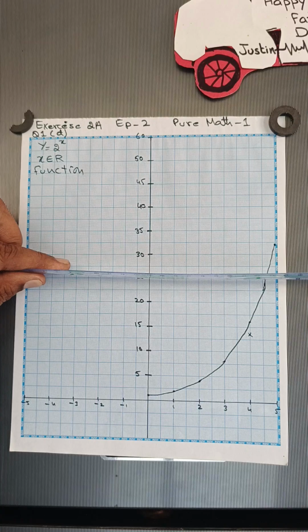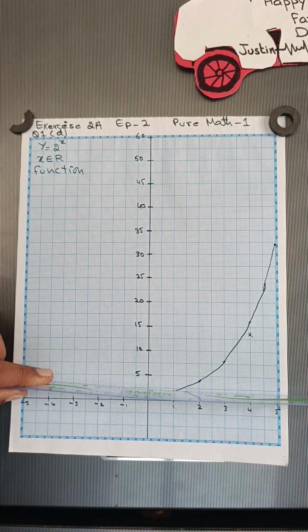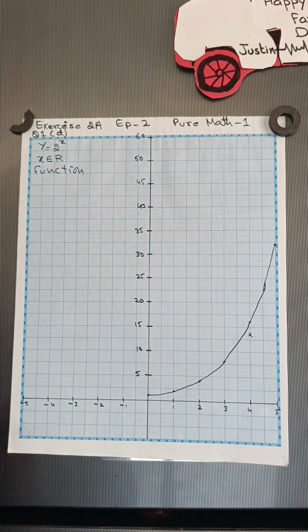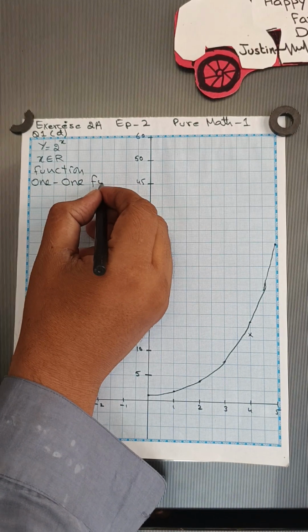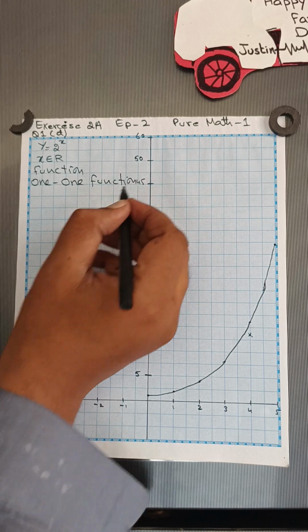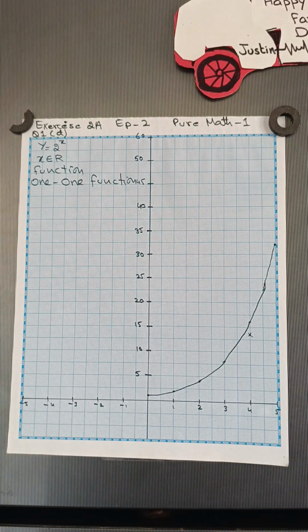Then I will do the horizontal line test. You see, when I make my scale horizontal, it touches the graph only at one point, so it is a one-one function. So this is how you will do question number 1, part D. I hope you understand that we draw the graph and then decide whether this is a function, and if it's a function, then whether it is a one-one function or a many-one function.